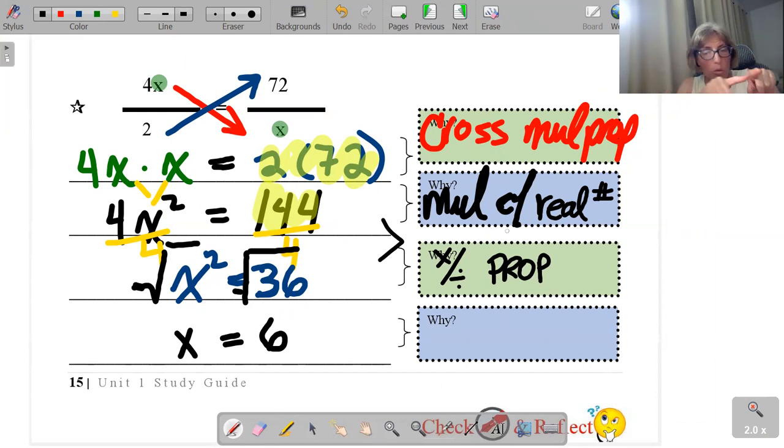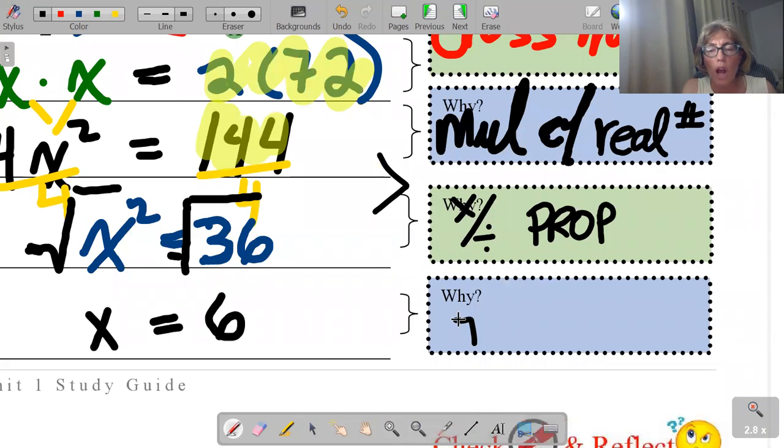You went across the equal sign. Here, this was called the square root property, because you square rooted. The opposite of squaring is square rooting.